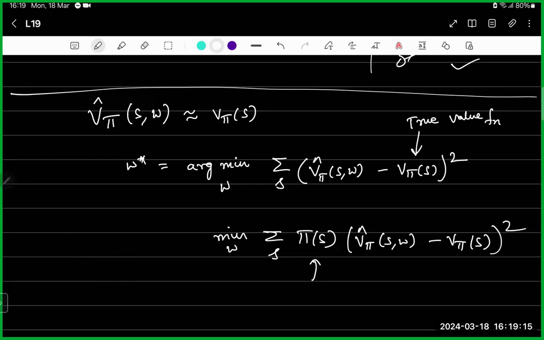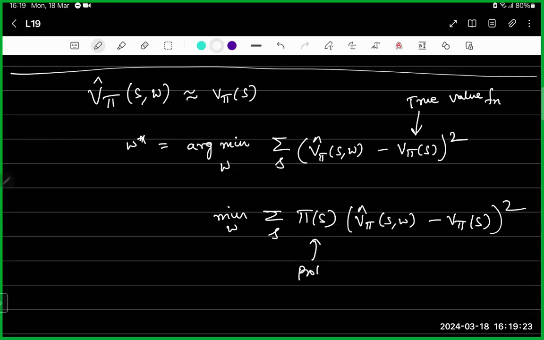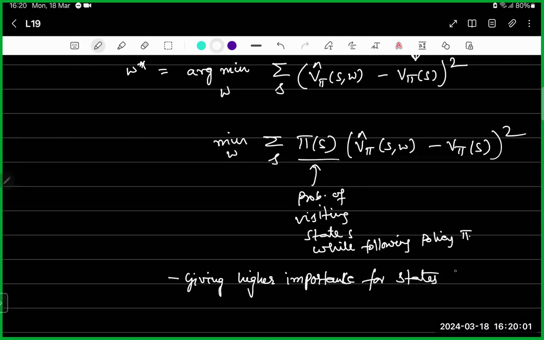So this is just a weighted error of our original error function. This is the probability of visiting state S while following policy pi. Okay, it's just a weighted version of our error. So we are just giving higher importance to states that are likely to be visited while following policy pi.